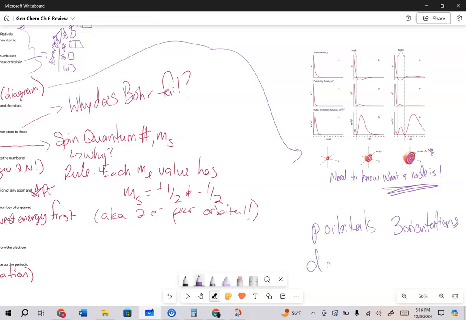D orbitals have 5 orientations. Be able to recognize a d orbital from a p orbital. That's my advice. Be able to identify an s orbital versus a p orbital versus a d orbital. If I give you a picture of something and I say, what type of orbital is this? You should be able to tell me that's a d orbital, that's a p orbital, etc., etc.